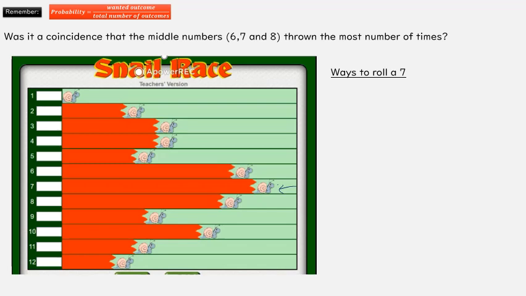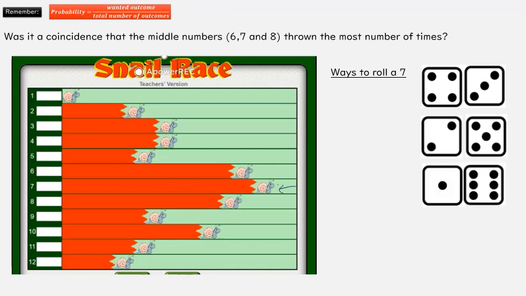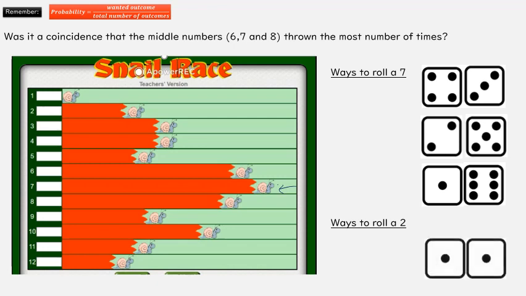How many ways are there to roll a 7 with 2 dice? Well, you could have a 4 and a 3, a 2 and a 5, or a 1 and a 6. So there's 3 different ways you could roll a 7 when you have 2 dice. What about, let's say, ways to roll a 2? Why was 2 a lot less than, let's say, 7? Well, there's only one possibility to get a 2, a 1 and a 1.